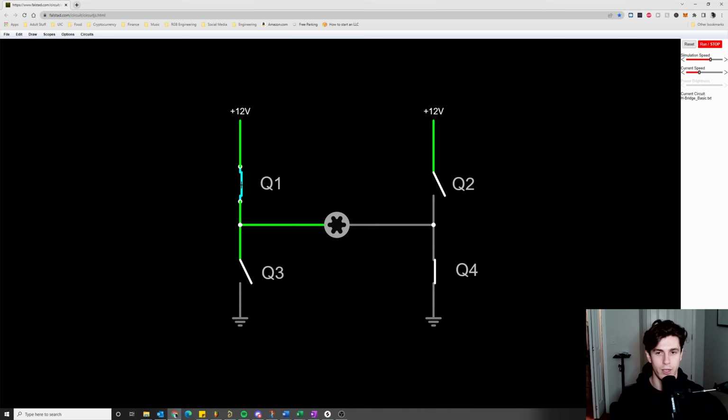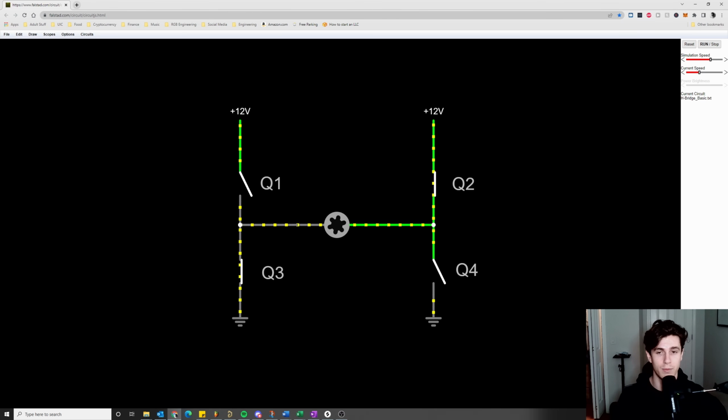Now let's try opening switches Q1 and Q4 and closing switches Q2 and Q3 and seeing what happens. As you can see, by closing switches Q2 and Q3, we have created a pathway to ground that allows the current to flow through the motor, but in this case, it's flowing from right to left. So it's flowing in the opposite direction as it was in the previous configuration.